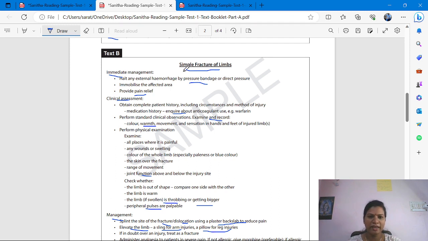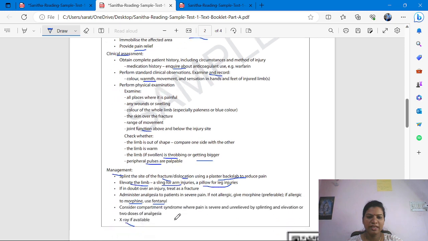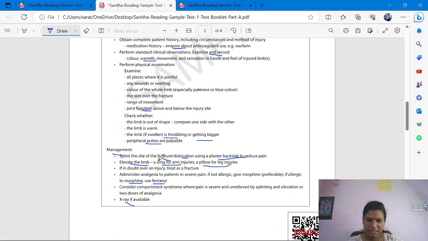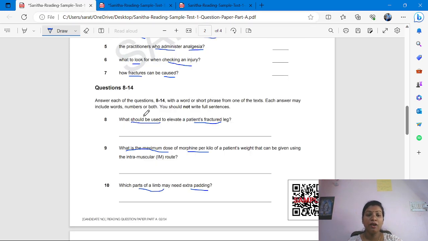So you have to go there, to fracture limb, simple fracture limbs, just do the skimming, and you will get here. See, elevate the limb. A sling for arm injuries, a pillow for leg injuries. What is the question they are asking? What should be used? A pillow to elevate a patient's fractured leg. You have to write a pillow.